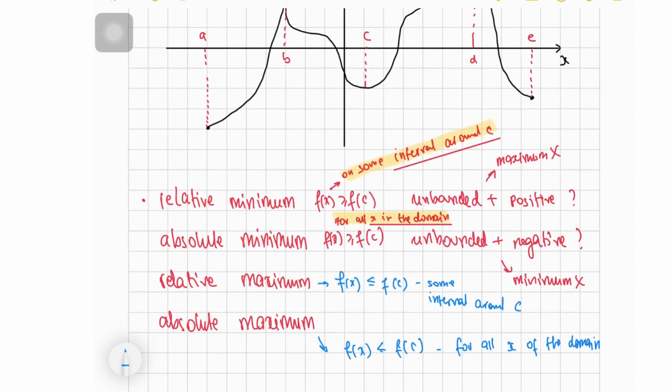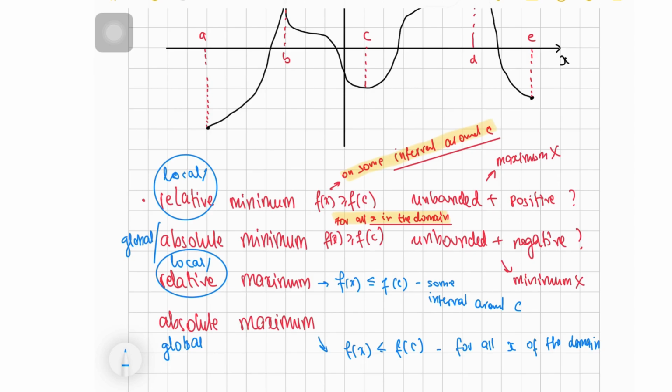Okay, so relative minimum or relative maximum, we also call them local minimum and local maximum. This is the same, and this here. So relative or local, and absolute we also call it global, and here also global.